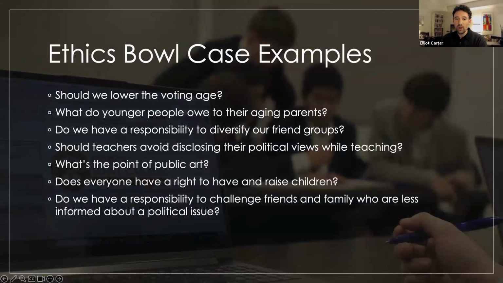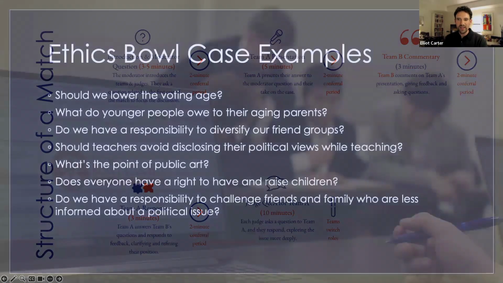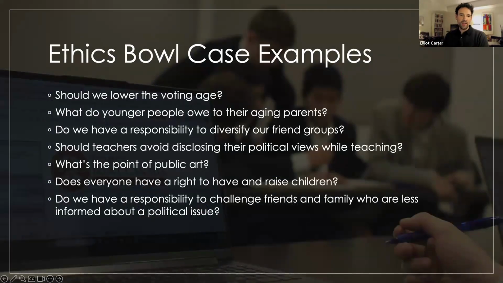Another question is, what do younger people owe to their aging parents? Just because your parents took care of you, does that create a debt or an obligation that you have towards them? Do we have a responsibility to diversify our friend groups? Is it okay if your friends are all from the same socioeconomic, racial, or gender categories? Is that a kind of failure of personal responsibility? Should teachers avoid disclosing their political views when teaching? I'm sure this is a question that some of you have thought about and encountered while teaching. What is the rationale behind the idea that teachers should stay politically neutral, and should they stay politically neutral when they're teaching?